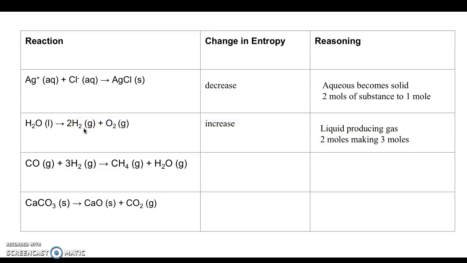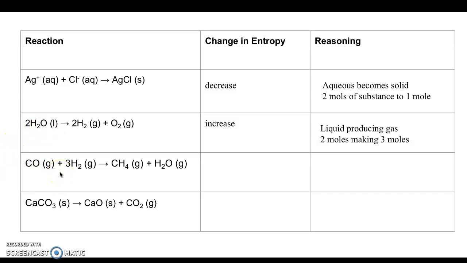We're also going from, this should say 2 moles of water to 3 moles of gas. So we also have more moles of substance on our product side, in addition to it being 3 moles of gas instead of 2 moles of liquid.